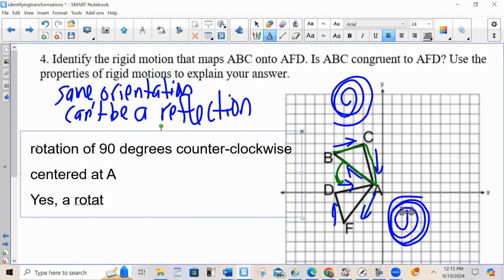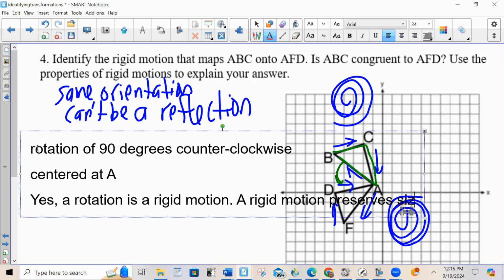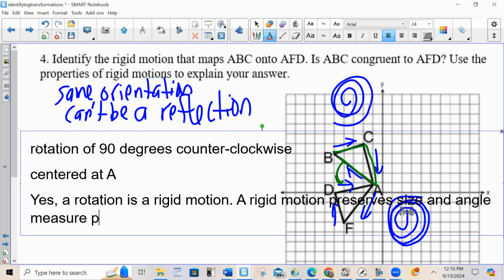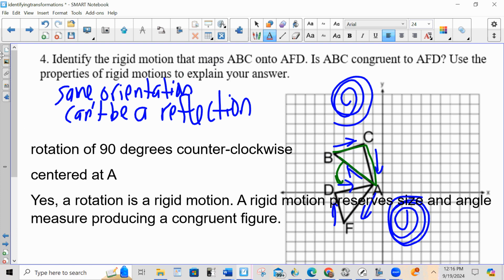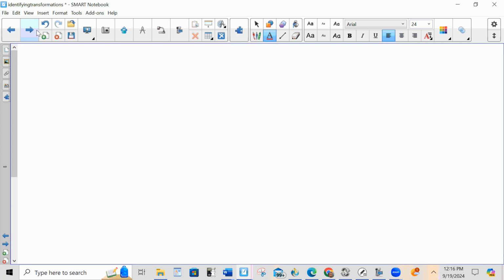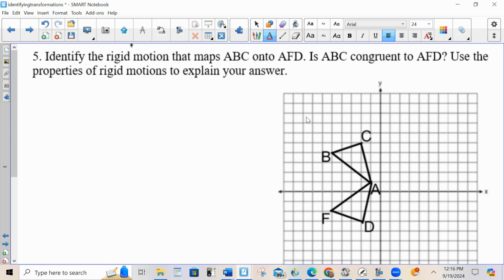Are the triangles congruent? Yes. A rotation is a rigid motion. A rigid motion preserves size and angle measure, producing a congruent figure. And that's it. Now number 5 looks kind of similar. Let's take a look at 5. And this will be the last one I go over now.